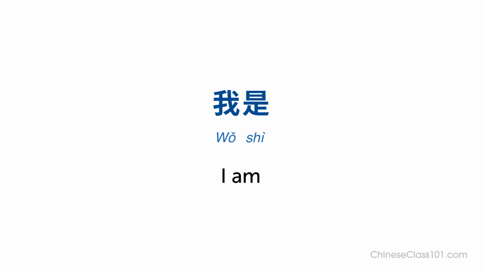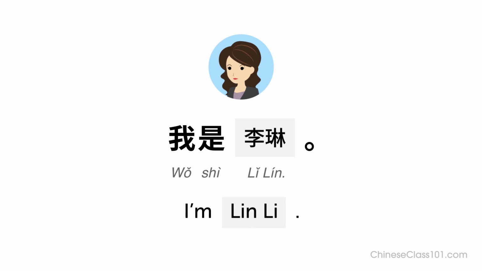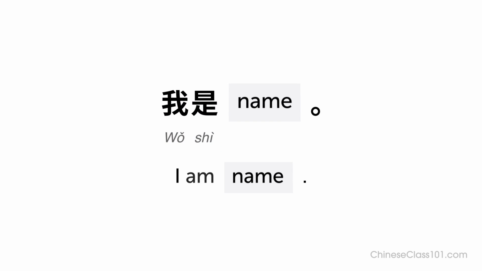Together, 我是, I am. Last is the speaker's name, 李林. Note the name order, last name 李 followed by given name 林. Altogether, 我是李林, I'm Lin Lee. This is also a common way to introduce yourself. The pattern is 我是 name, I am name.